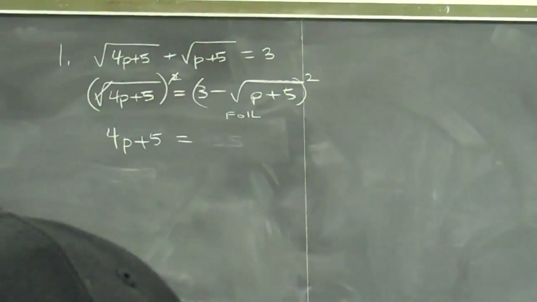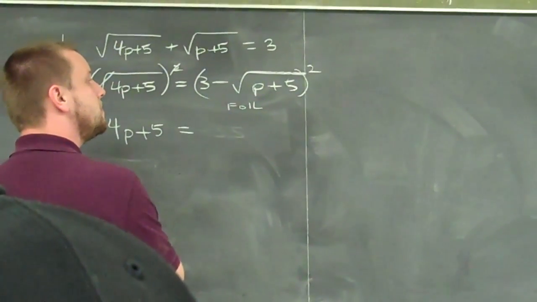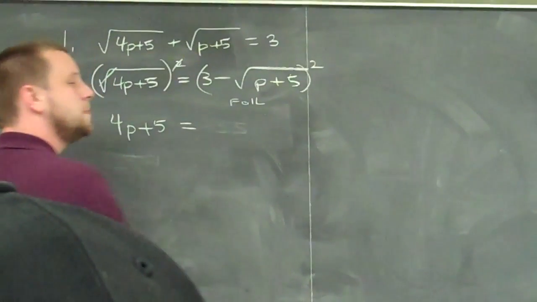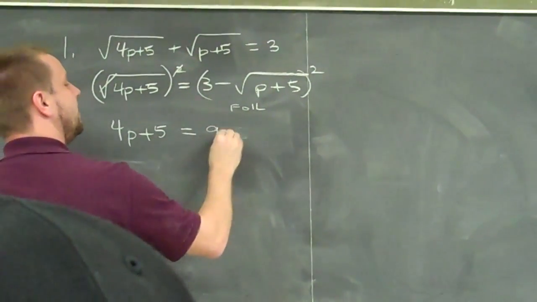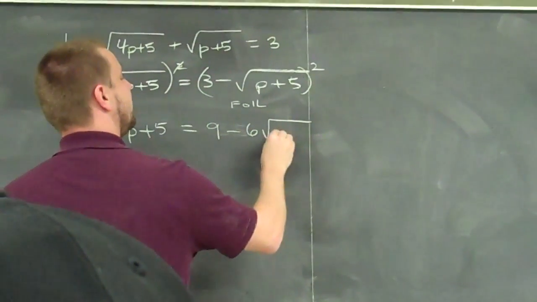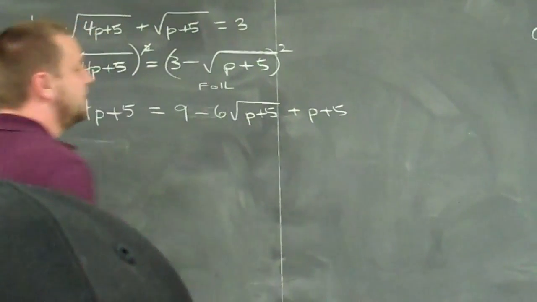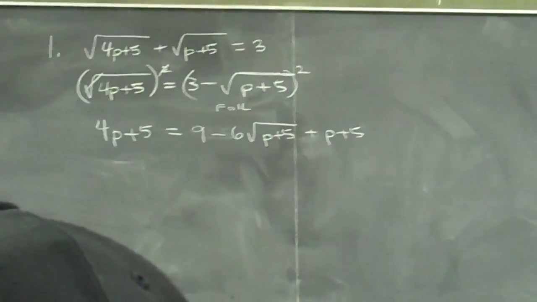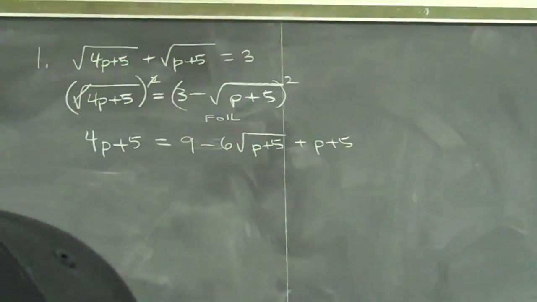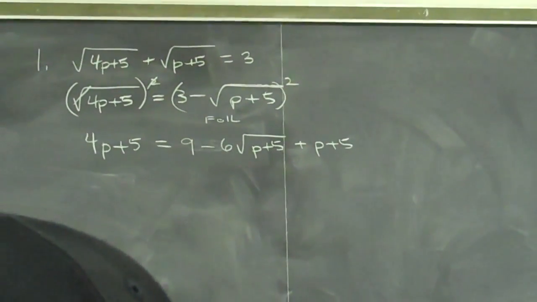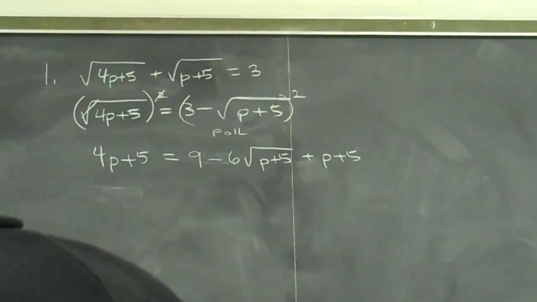9p squared minus 54p plus 81. It's 9 minus 6 square root of p plus 5 plus p. Is there anyone that wants to work that out together? Because you were not successful in getting that and you can't figure out why? It's okay to admit it. It's part of the learning process. Okay.